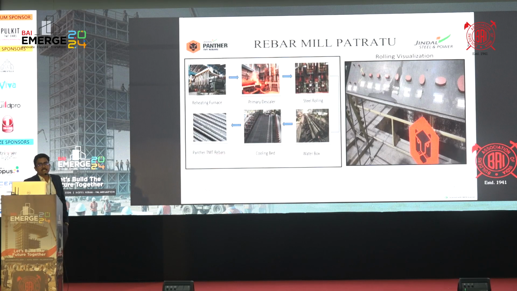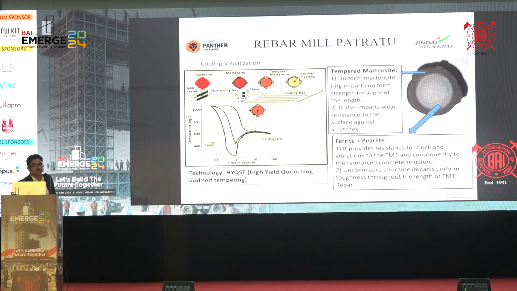So after the billets, it will go for the rolling mill. In the rolling mill, first it will go to the reheating furnace. Here we are heating to 200 degrees centigrade. Then it goes for the descaler, where the top scale will be removed. Then it goes to the continuous rolling machines.